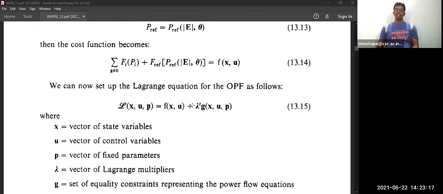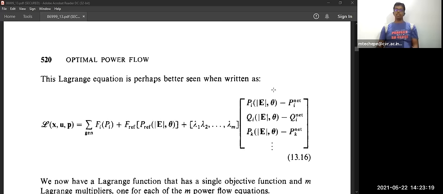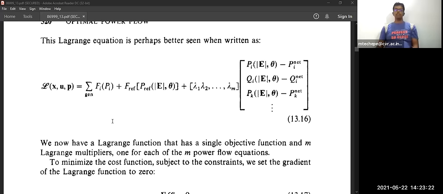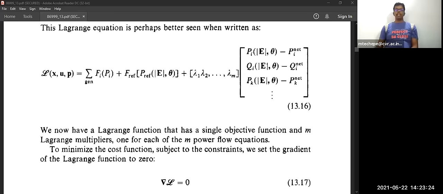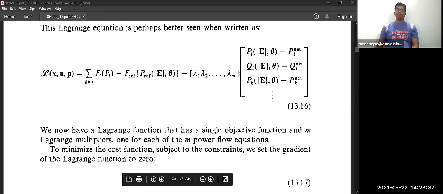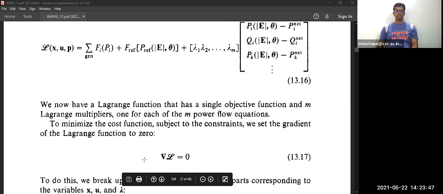Just like that substitution. So after substituting, now we have Lagrange's function, that is the single objective function, and m Lagrange multipliers, one for each of the m power flow equations. To minimize the cost function subject to the constraint, we set the gradient of Lagrange's function to 0.